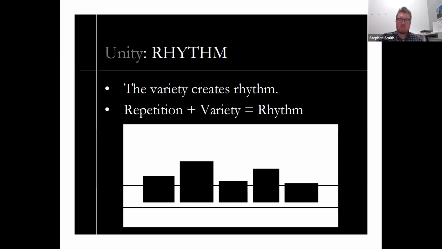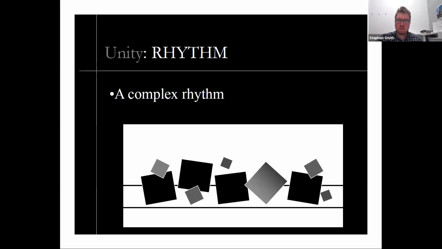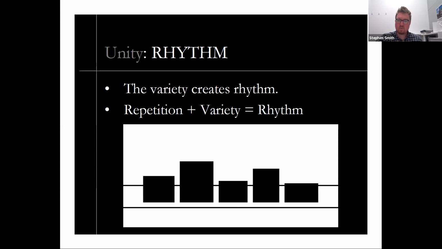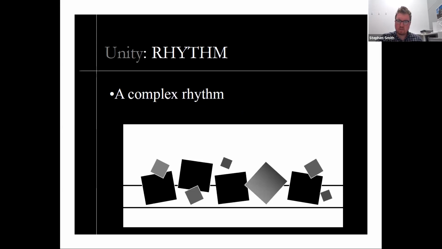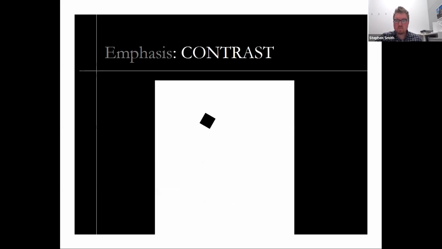All these things together, repetition and variety, would give us rhythm. We have a nice rhythm in this composition. And then we can have a complex rhythm as opposed to this balanced rhythm. It's much more dynamic, still has a good balance to it, but we're also adding different values, in this case, different colors, scales, tones.